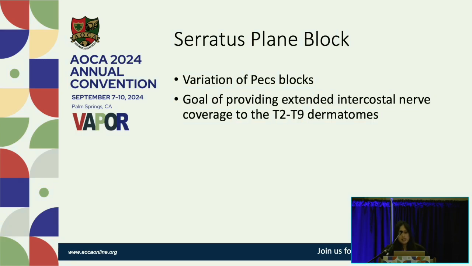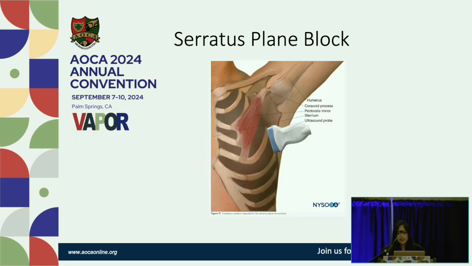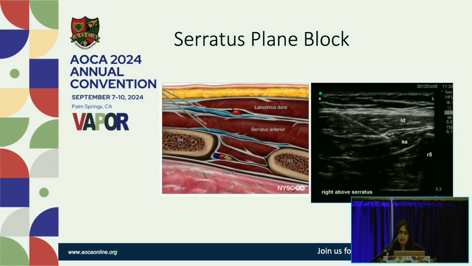So moving on to the serratus plane block, this is a variation of the PEC blocks, and the goal here is to provide extended intercostal nerve coverage to the T2 to T9 dermatomes. So this block is performed more distal and lateral than the deep pectoral nerve block, overlying the fifth rib in the mid-axillary line. The latissimus dorsi muscle is visualized with ultrasound overlying the serratus anterior muscle. And to be sure you're in the correct area, you can identify the thoracodorsal artery to verify that you're in the correct plane between the two muscles. Local anesthetic is then deposited here, and it can provide a sensory block to the T2 to T9 dermatomes.